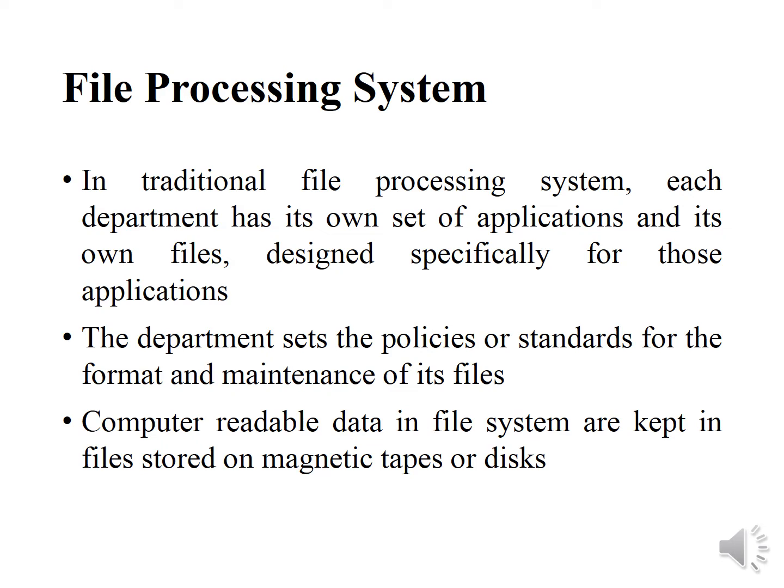So next we are talking about this file processing system. In traditional file processing system, each department has its own set of applications and its own files designed specifically for those applications. The department sets the policies or standards for the format and maintenance of its files. Computer readable data in file system are kept in files stored on magnetic tapes or disk.